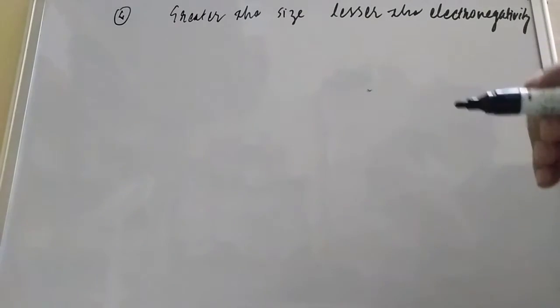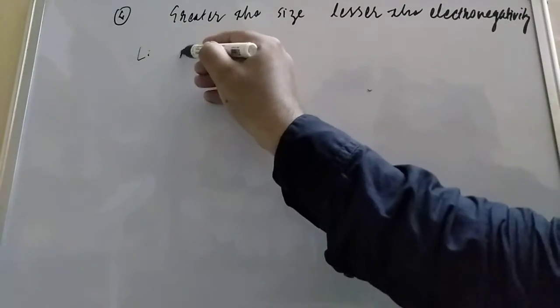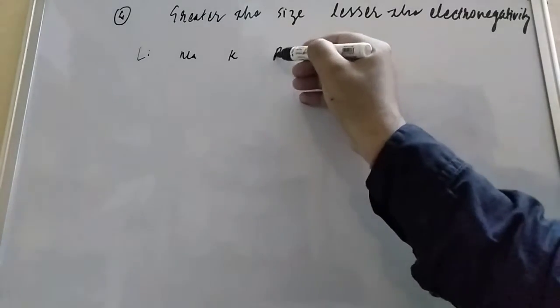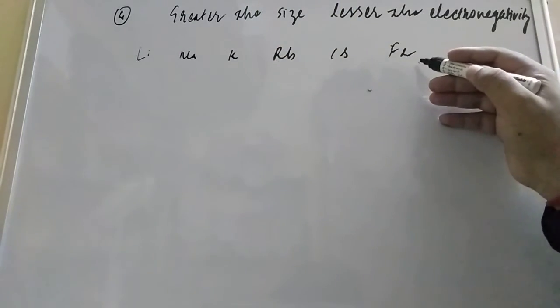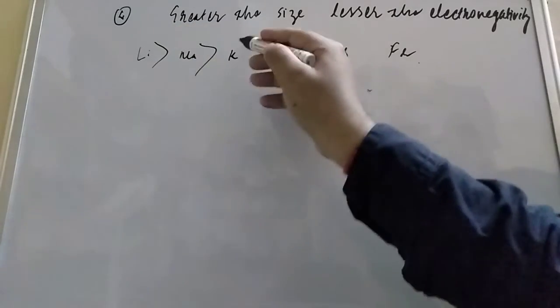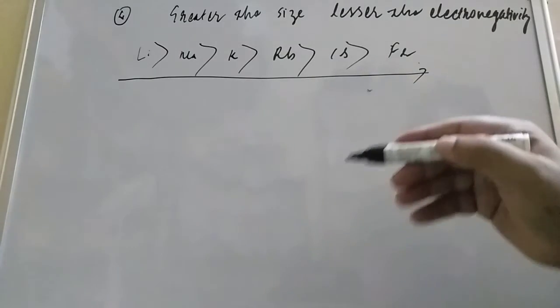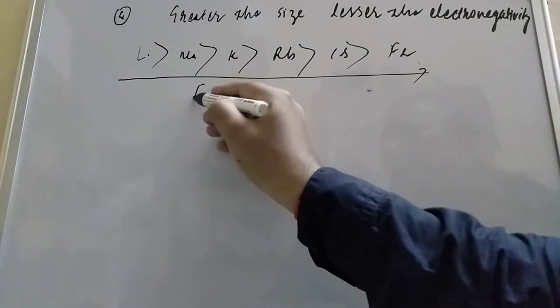Dear friend, how to prove this point? Suppose we talk about lithium, sodium, potassium, rubidium, cesium, francium. What are they saying? Greater the size, lesser the electronegativity. So which one will be the more electronegative atom, student? This is the electronegativity order.